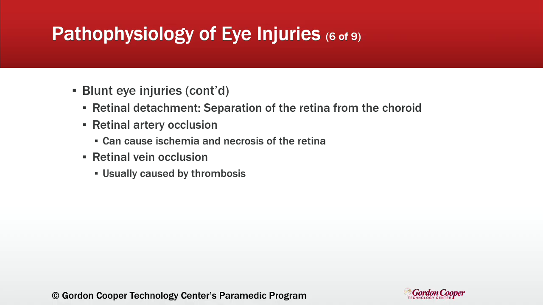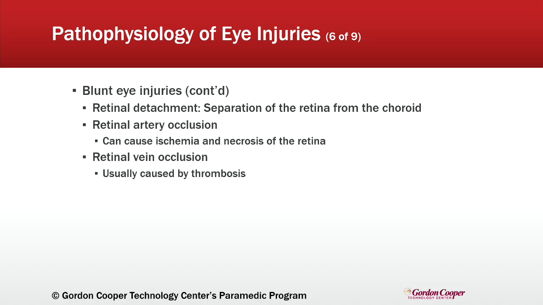A central retinal artery occlusion is caused by a blockage in the retinal artery, which can lead to ischemia and necrosis of the retina if the blood flow isn't restored quickly. This can cause permanent vision loss. Patients with this condition are typically in their 60s, are more likely to be male, and complain of sudden, painless loss of vision.